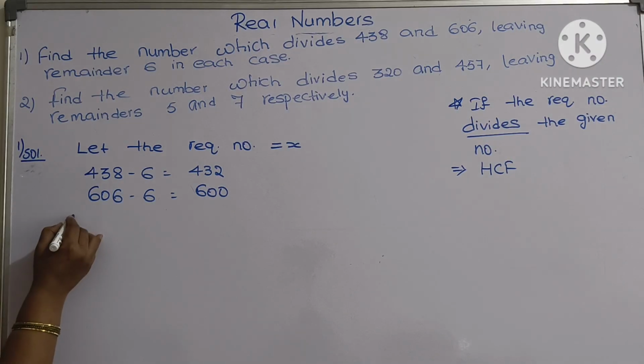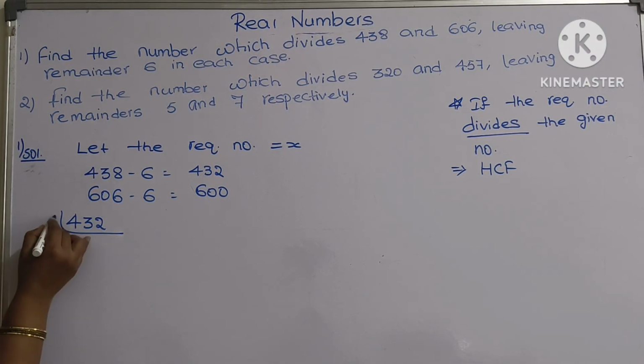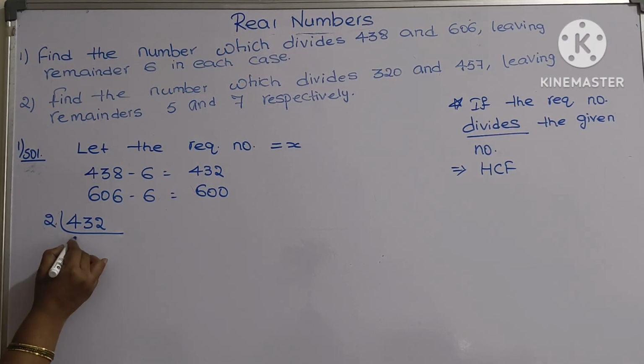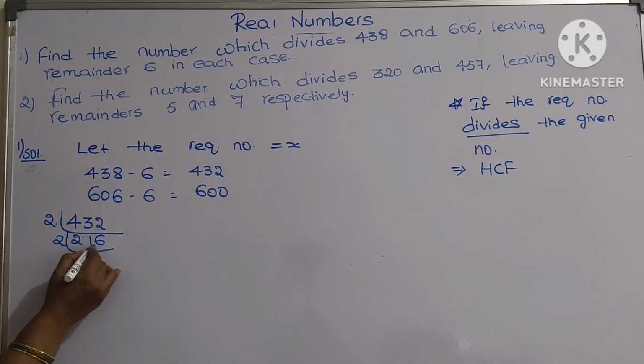So how will you find HCF? Use the prime factorization method. 432: 2 2s are 4, 2 16s are 32... I will divide 216 with 2. 2 ones is 2. Then what is this?